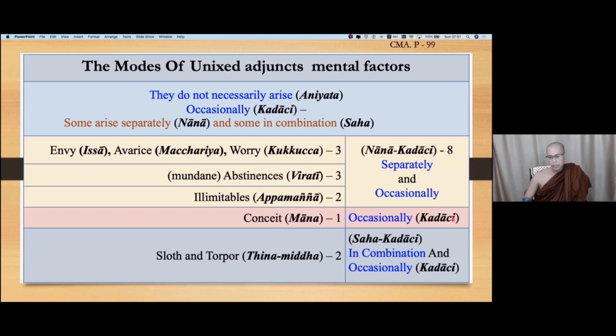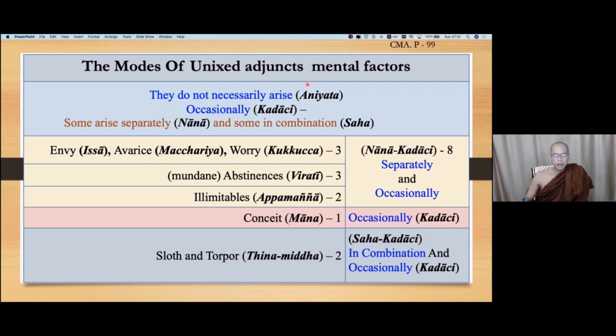Then sloth and torpor, Thina-middha. They arise together because sloth is the sluggishness of the mental factors, and torpor is the sluggishness of the consciousness and mental factors. So they cannot be divided from each other. That is why they arise in combination, not separately. They arise in combination, saha. But still they arise occasionally. So saha karachi.